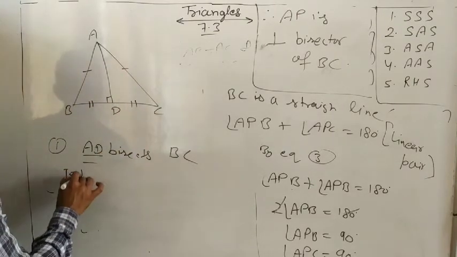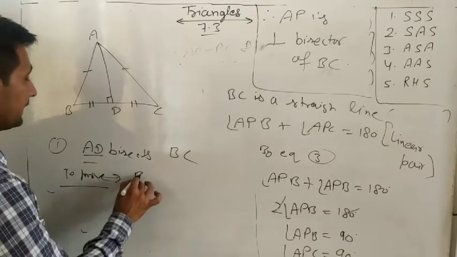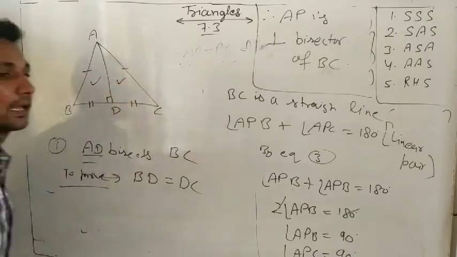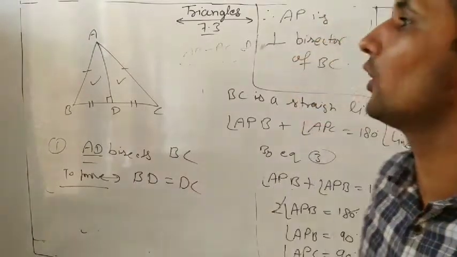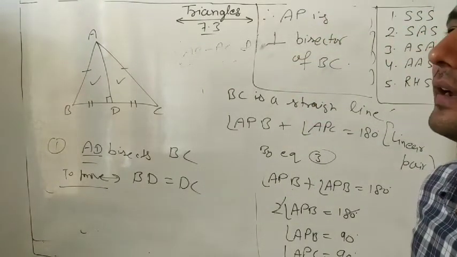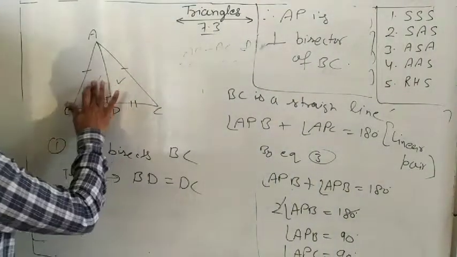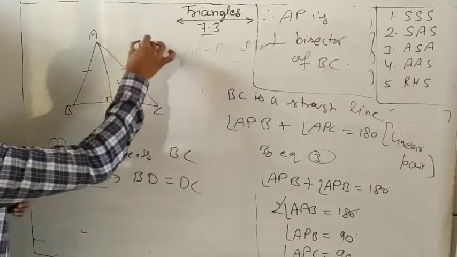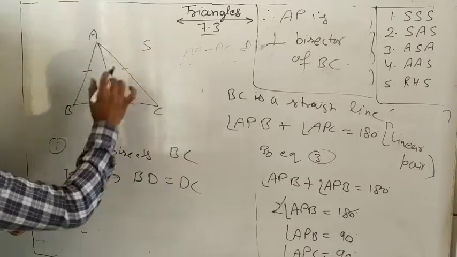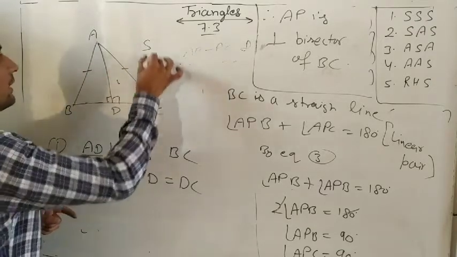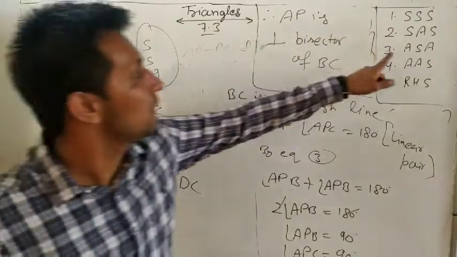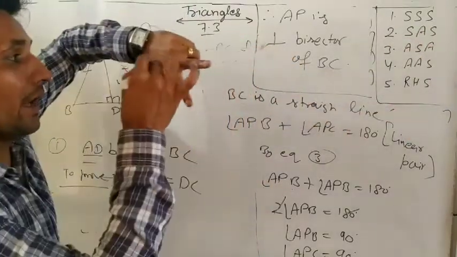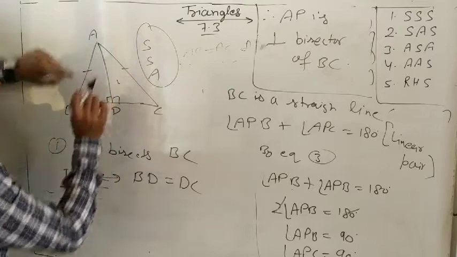So we want to prove BD equal to DC, and BD and DC are in two different triangles. In two different triangles, if you want to prove that two sides are equal, first we have to prove that the triangles are congruent. So by which rule will we prove the triangles congruent? Yes, side, AD is common, and it is also an angle, but side-side-angle is not a rule.